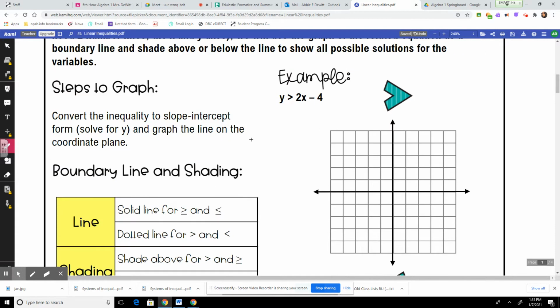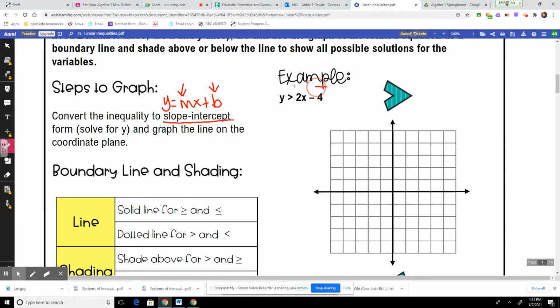Okay, so steps to graph. Step number 1, you've got to convert the inequality to slope-intercept form. You should remember that slope-intercept form is y equals mx plus b, or in this case, we're going to have an inequality symbol instead of an equal sign. You've got to solve for y and then graph the line on the coordinate plane. Why do we want to change to slope-intercept form? Well, we want to change our inequality to slope-intercept form because our slope and our y-intercept are easily identifiable.